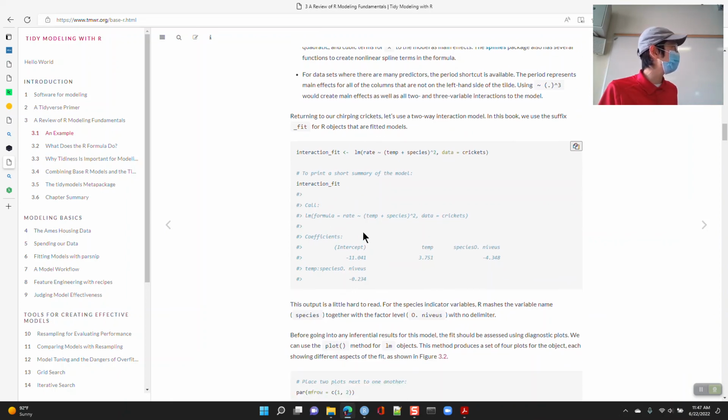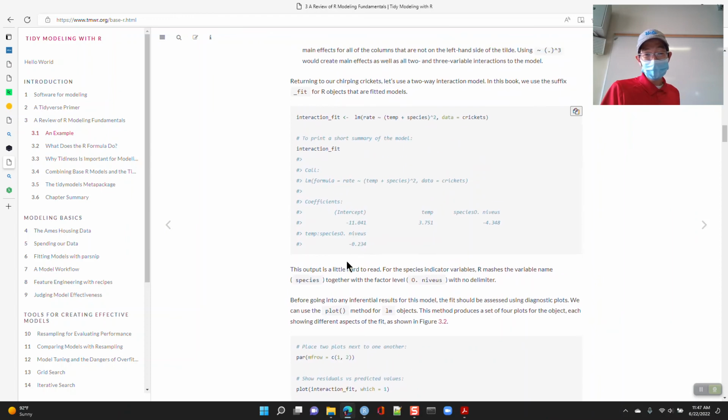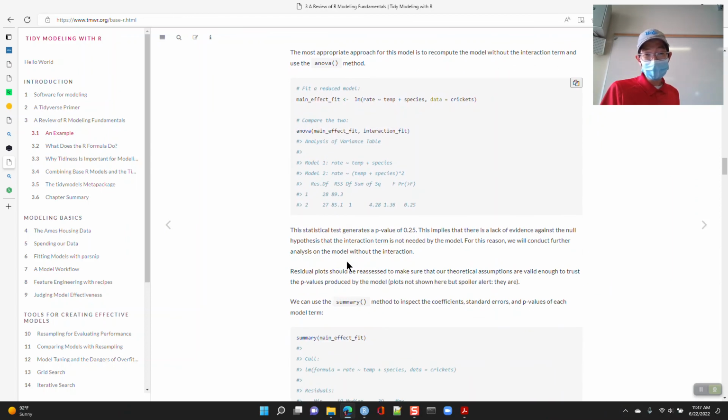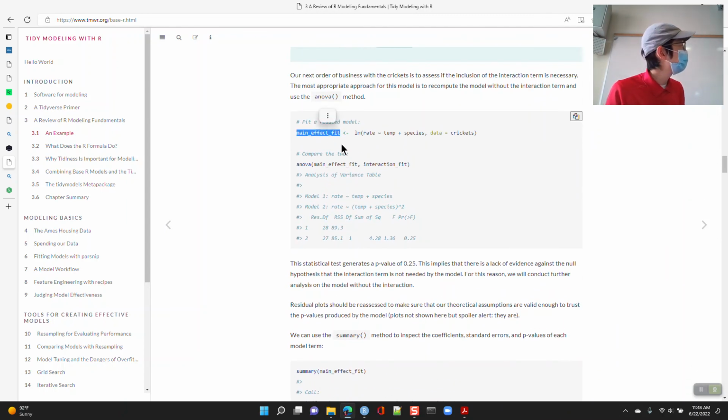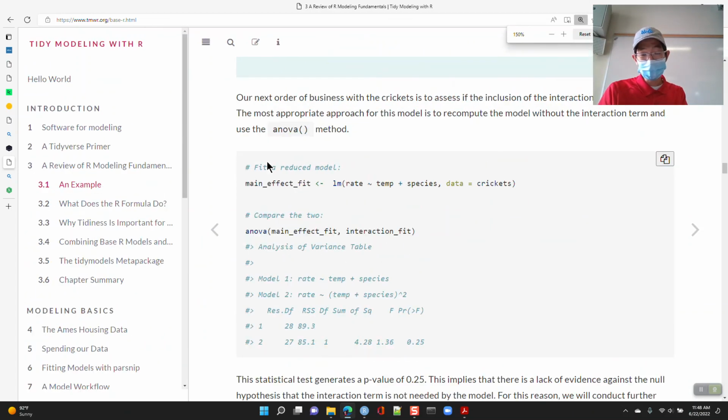So let me show you some of the things that the tidymodels package does. Here we fit a linear model. Let me see if I can make this bigger. Okay, so here, again, assuming everyone took 101A, we fit a linear model on this crickets data set. I don't know if you are familiar with the study, but they asked how many times does the cricket chirp, right?